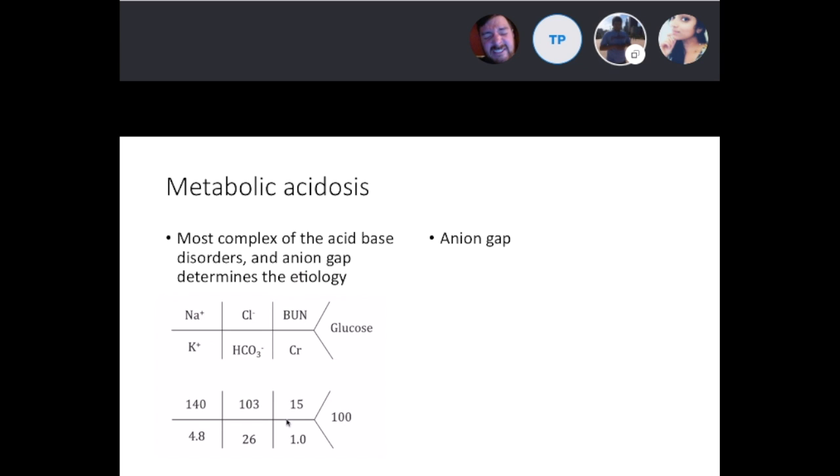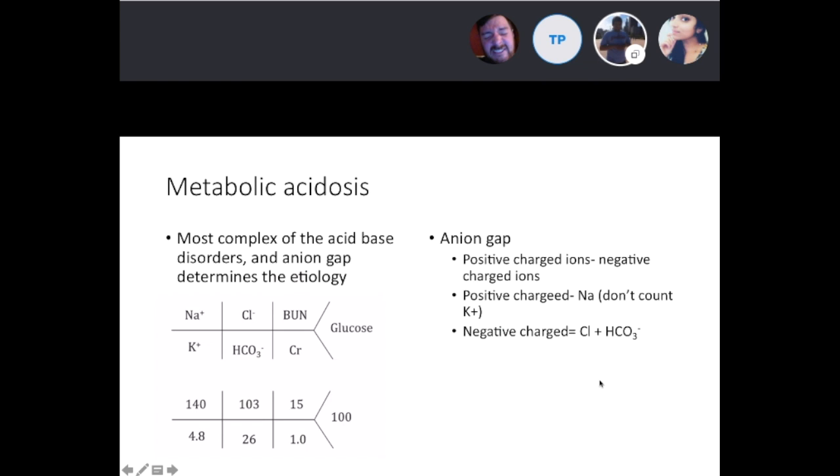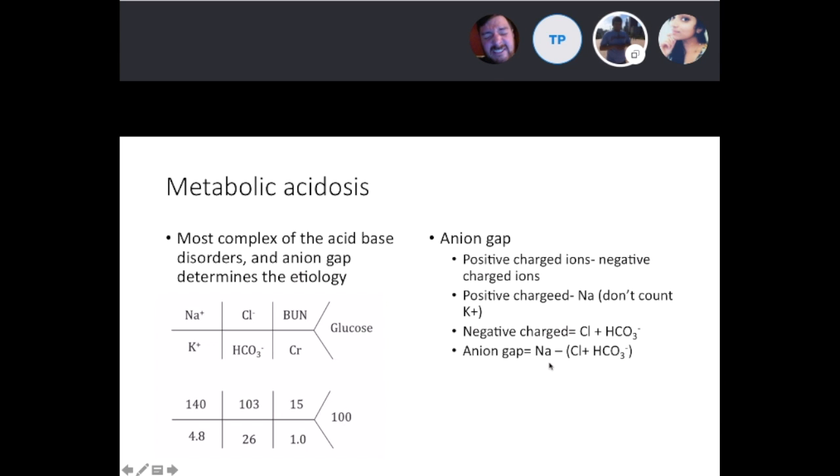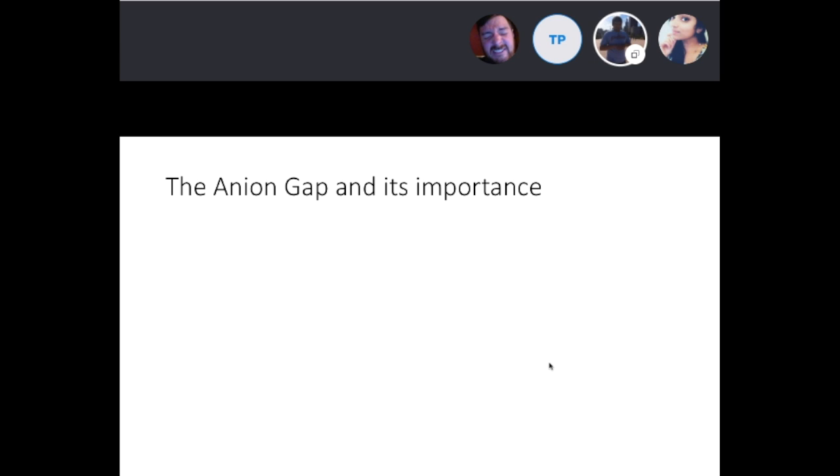Sure. So for the anion gap, the positive charged ion is only your sodium, and your negative charged ions are your chloride and bicarb. So the anion gap is normally calculated as Na minus (Cl plus bicarb). So why is the anion gap important?